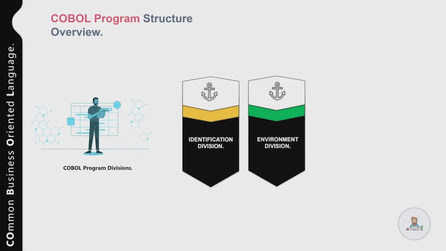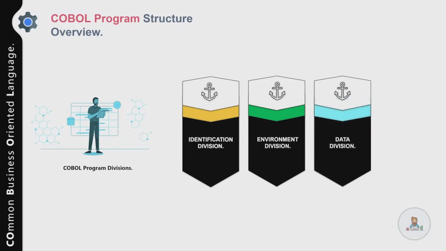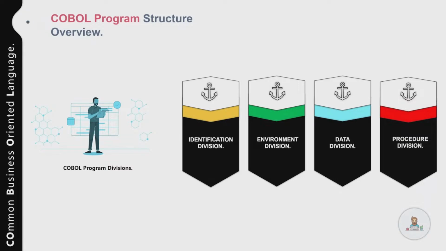Next one is the environment division, and it is used to specify the file names and describe the specific computer equipment that will be used by the program. Third one is the data division, and it is used to describe the input and output formats to be used by the program. It also defines any constants and work areas necessary for the processing of data. The last one is the procedure division, and it contains the business logic. That means it contains instructions necessary to read input, process it, and create output as per your requirement.